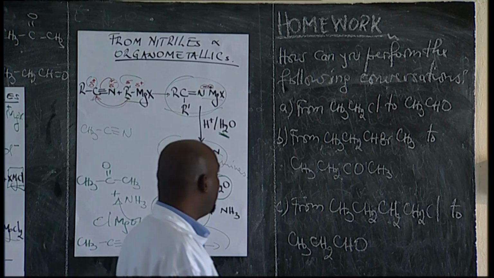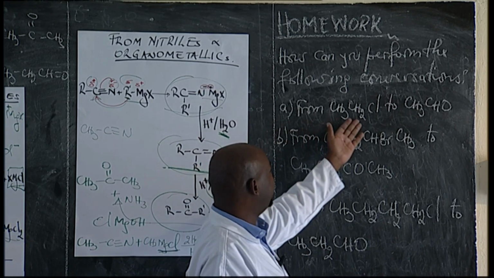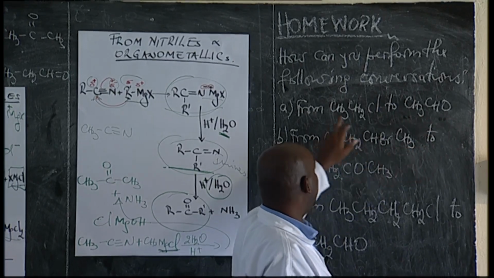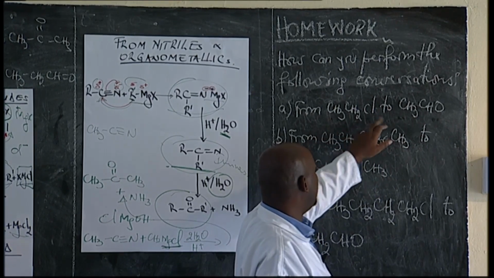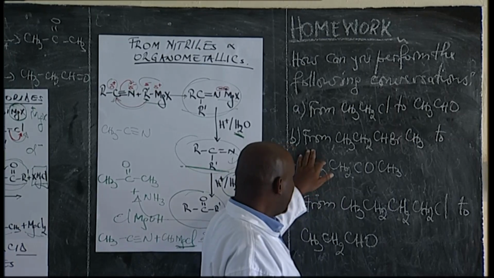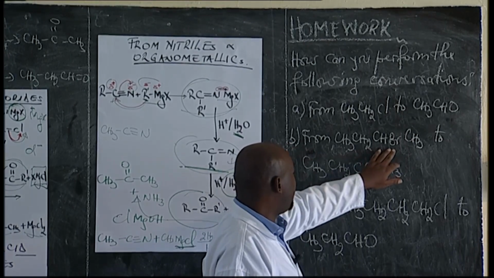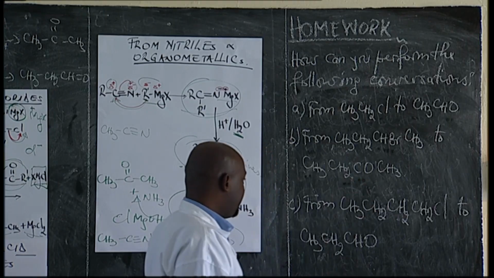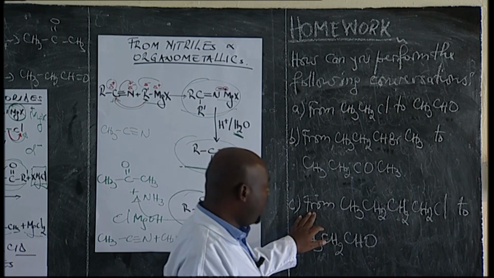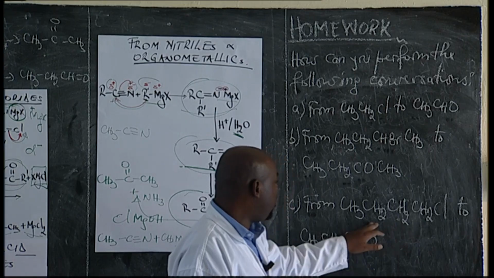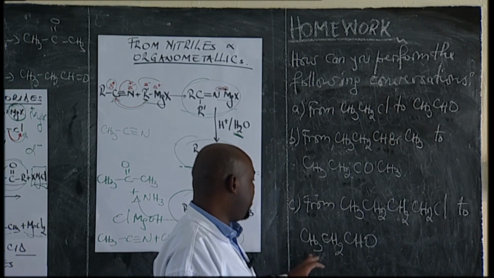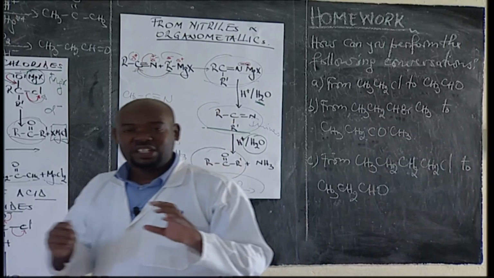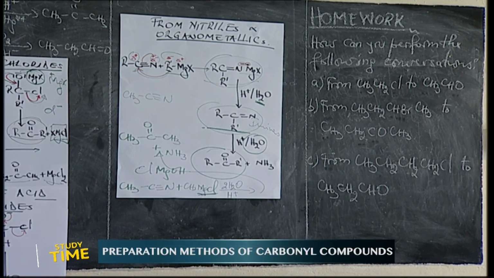So you will try to prepare from CH3CH2Cl this aldehyde, ethanal. Starting from 2-bromobutane, you will prepare butanone. And starting from 1-chlorobutane, you will prepare propanal. Those are some of the challenging questions we can have in organic chemistry.